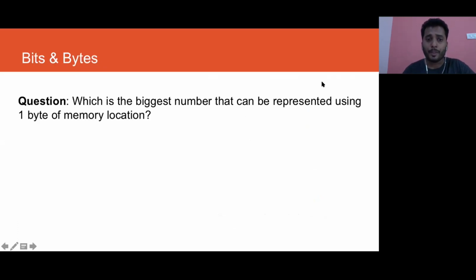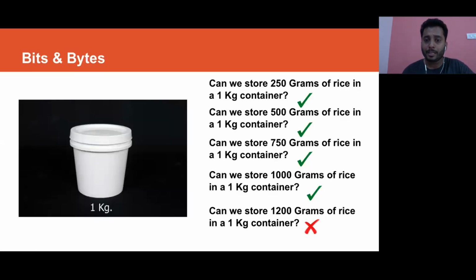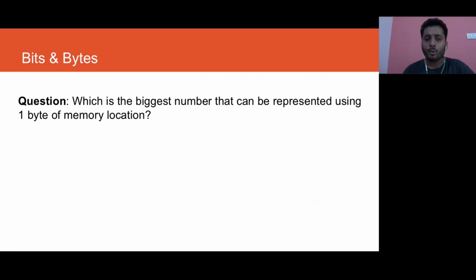Now, what is the next one? Which is the biggest number that can be represented using 1 byte of memory location? In the previous slide, we saw that in a 1 kg container, the maximum amount of rice that could be stored is 1000 grams, not more than that. Similarly, if I give you 1 byte of memory location, not more than that, what is the biggest number that we can store using it is the question.